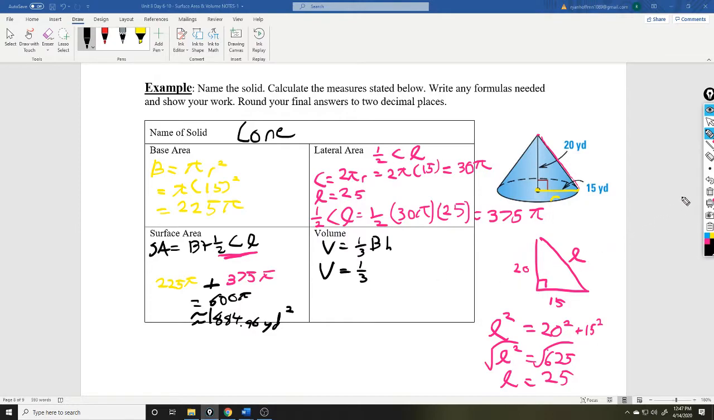Volume, 1/3 area of the base times the height. The height is this distance right here. Remember, standing at the center of the cone, looking straight up, 20. Exact answer, 1,500 pi. If we round it, .39 yards cubed. Yards cubed.